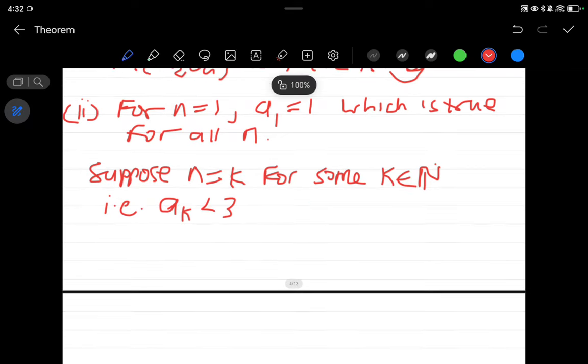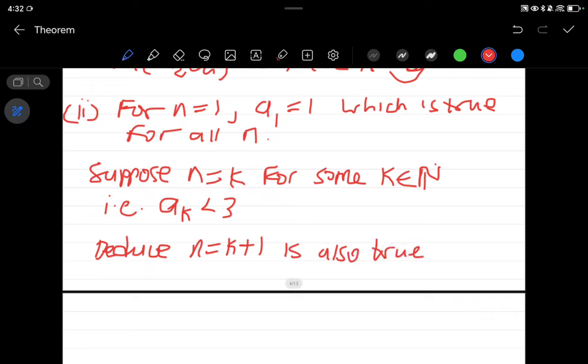Then after supposing n equals k, we have to deduce that n is equal to k plus 1, right? Is also true. So here I can say, suppose n equal to k is true. I can include that part, is true. Or let me do this.